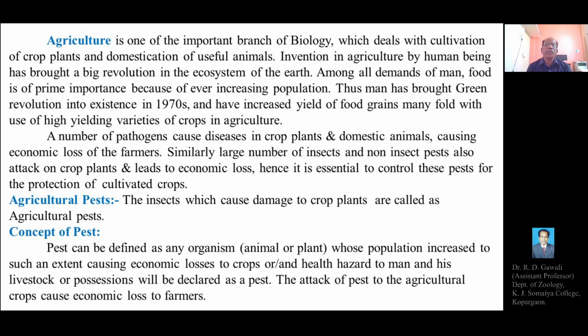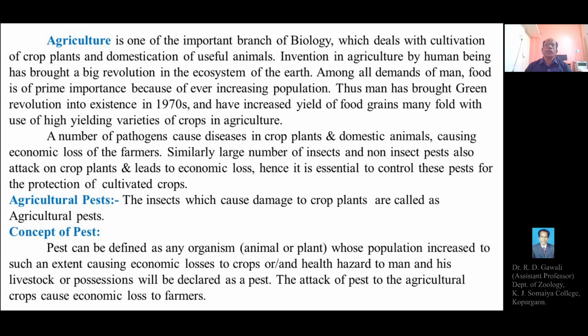A number of pathogens cause diseases in crop plants and domestic animals and cause economic loss to the farmers. Similarly, a large number of insects and non-insect pests also attack the crop plants and lead to economic loss. Hence, it is essential to control these pests for the protection of cultivated crops.